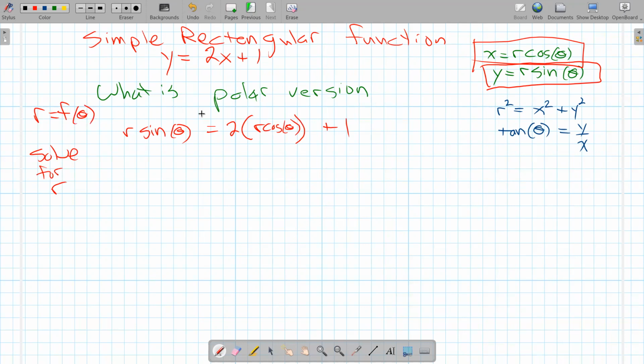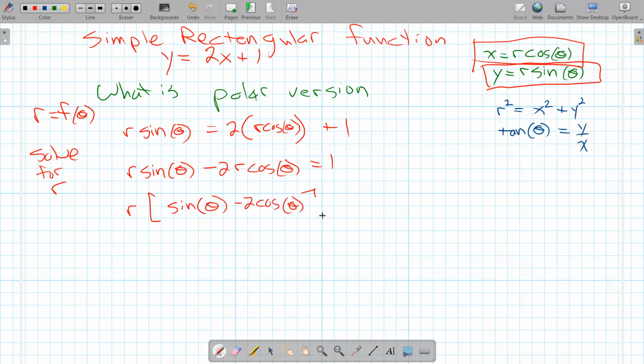So let's see, there's r's on both sides, so I've got to get them all to one side. I'm going to bring this over to the other side with subtraction because it's connected by addition. So I'm going to get r sine theta minus 2r cosine theta equals 1. And then I can factor r out of this difference. That's going to leave r times sine of theta minus 2 cosine theta equals 1, and then I can divide by that multiple to solve for r. So r equals 1 over sine of theta minus 2 cosine of theta.